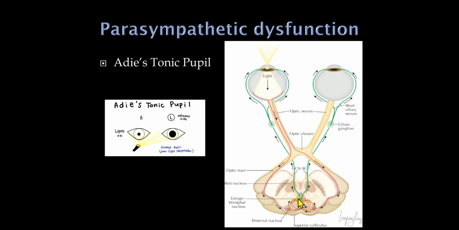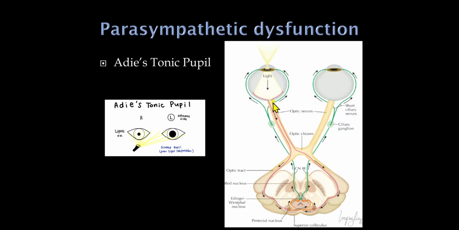So when we say the Edinger-Westphal nucleus, we are only talking about the parasympathetic fibers that have to do with constriction of your pupil. So the preganglionic fibers here go through the ciliary ganglion, and then from the ciliary ganglion out to the pupil to constrict your pupil. Okay, that's the normal function.